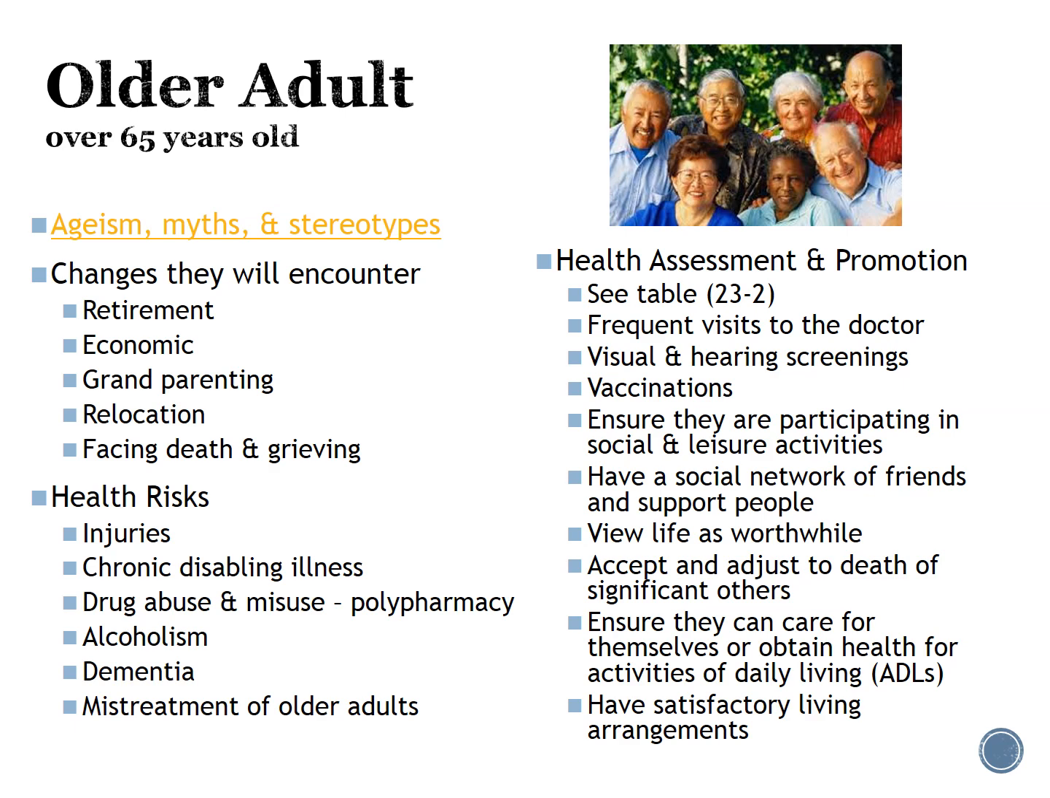Changes that can occur in this population are retirement, economic changes, grandparenting, relocation, facing death and grieving. Health risks that can be associated are injuries, chronic disabling illness, something called polypharmacy, which is where they go to several physicians and maybe prescribe similar or multiple medications that the patient is on based on lack of communication between their providers. Alcoholism and dementia also can be problems with this population. We also get concerned about something called elder abuse, which is mistreatment of older adults, and this can be physical or financial.